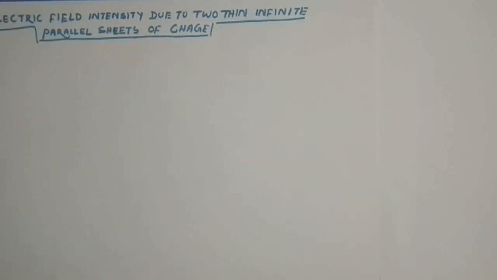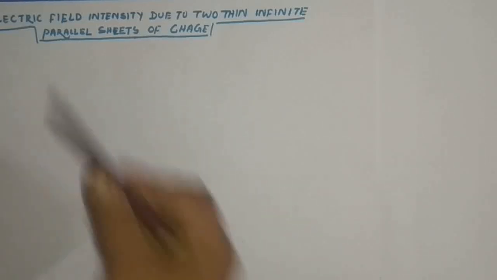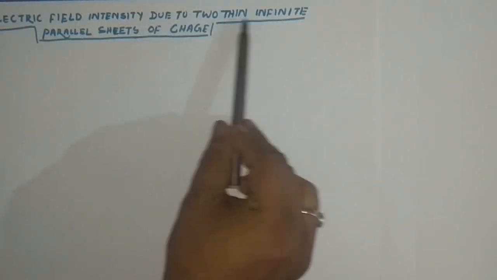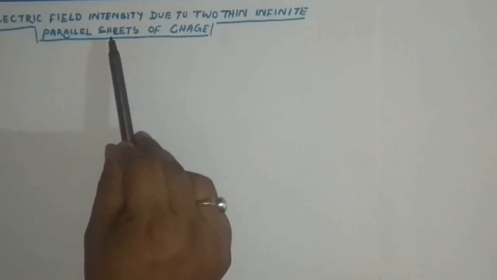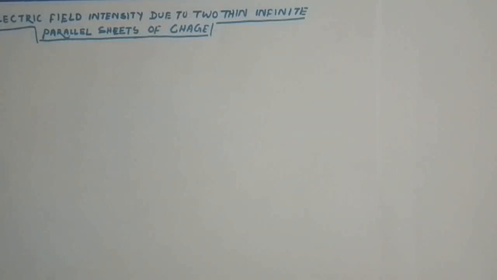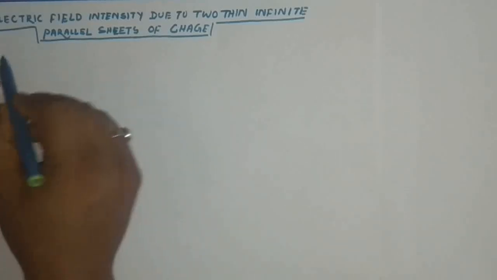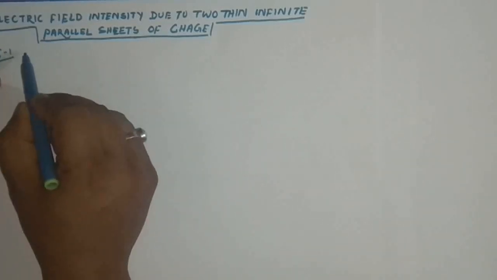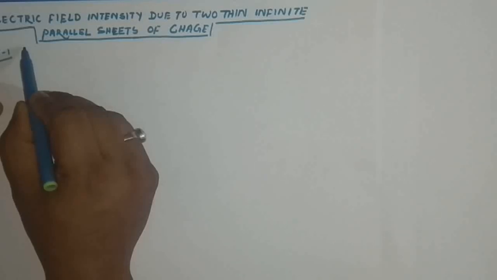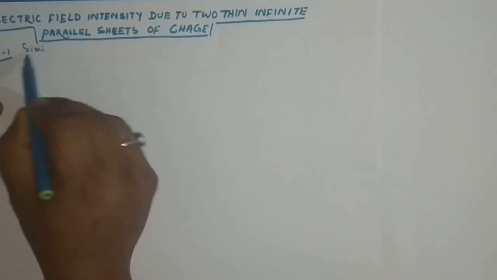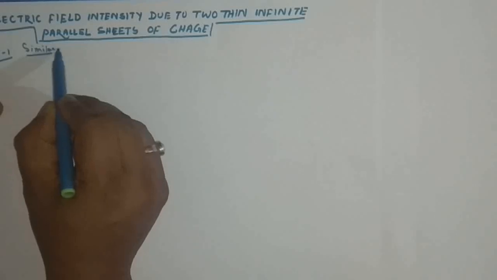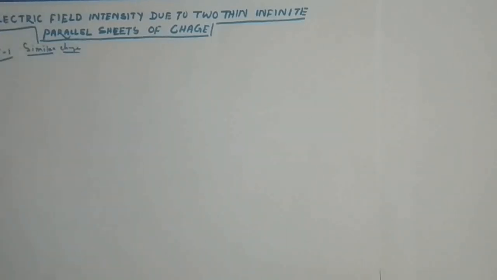Welcome students. Now we will cover electric field intensity due to two thin infinite parallel sheets of charge. What is the meaning? Let us draw for case 1, that is similar charge. So what is the situation? Let us draw it first.